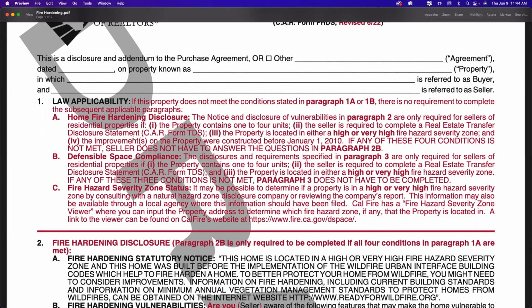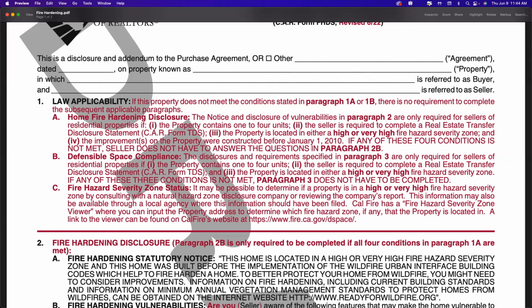Notice of disclosure, are only required. Residential properties, if the property contains 1 to 4 units, the seller is required to complete a TDS. The property is located in a high or very high zone, and the improvements on the property were constructed before January 1st, 2010. That's right. So if the house was built before 2010, if the property is 1 to 4 units, if they're required to provide a TDS to you, and if it's in a high or very high fire zone. If not all 4 of those things are met, then I don't have to provide this form. Okay? So it has to be all 4 of them.